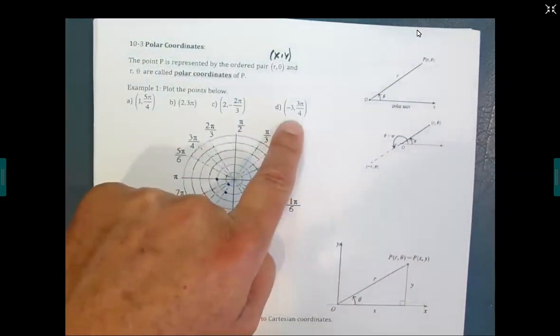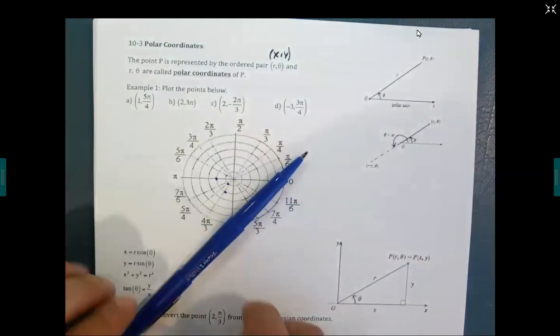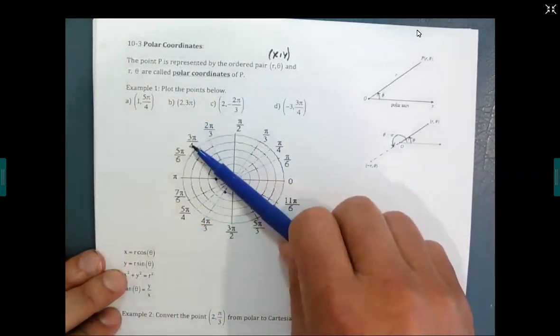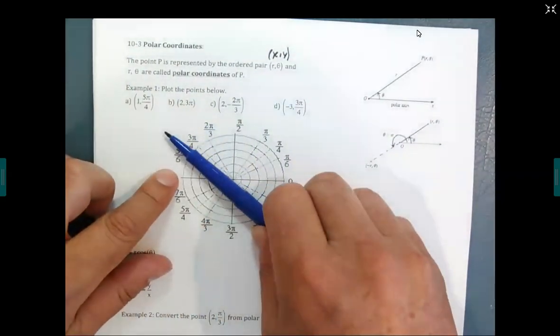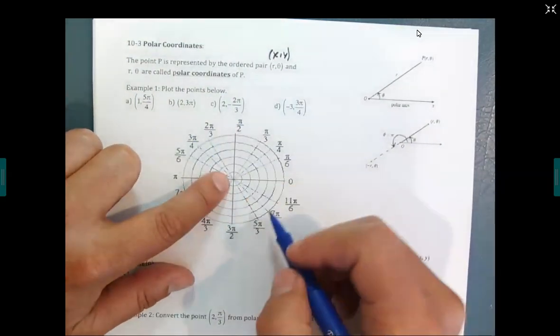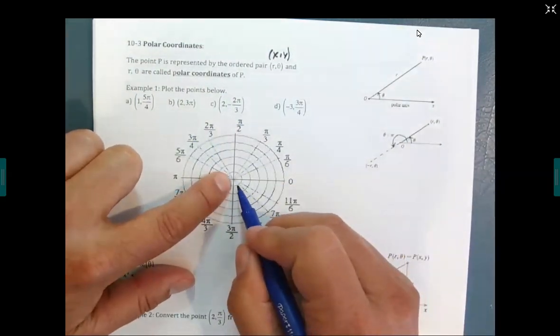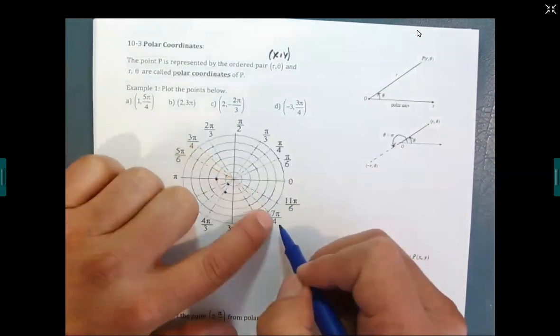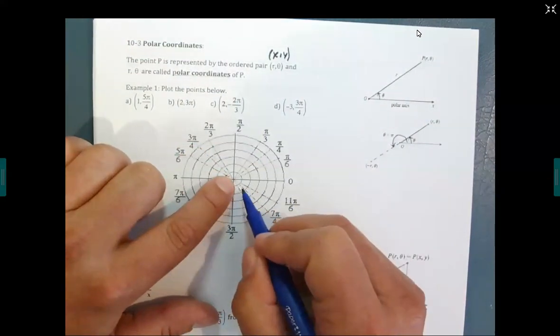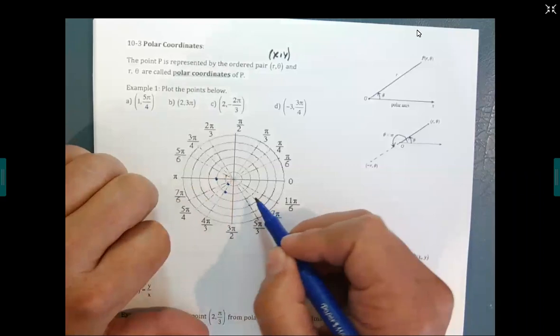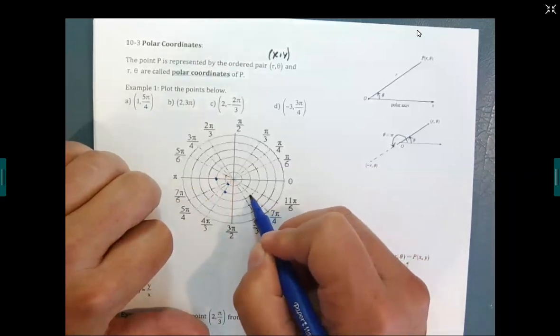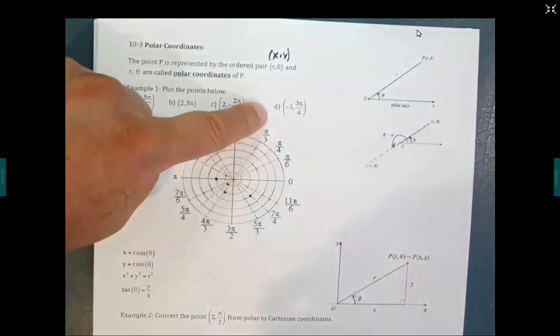Now for this one, we're going to go to 3π/4. So we're going to turn all the way to here. Here's 3π/4. And instead of going in the positive direction, I'm going to actually go in the negative direction, a distance of 3. So I'm going to go in this direction. So 1, 2, 3. So there is that point there.